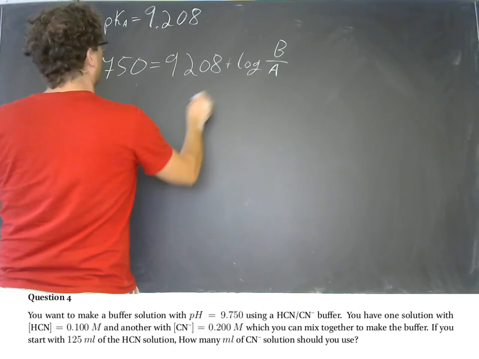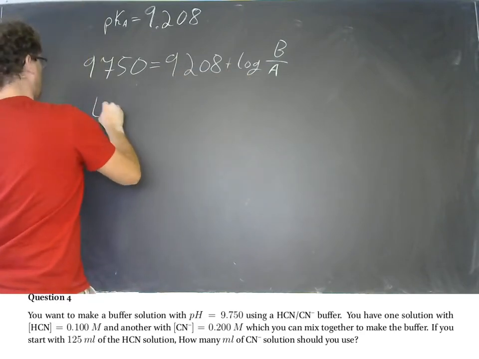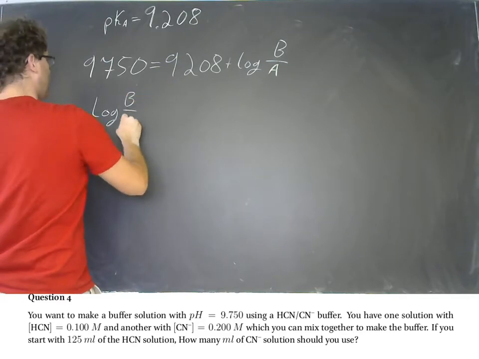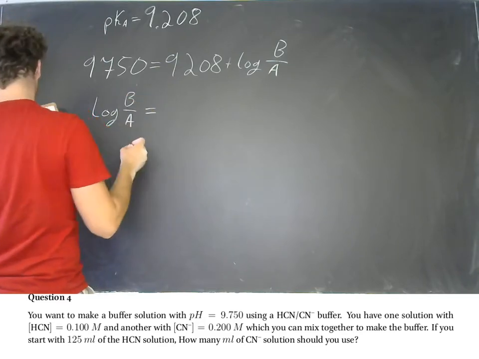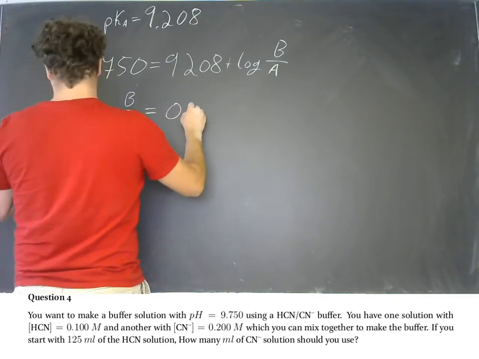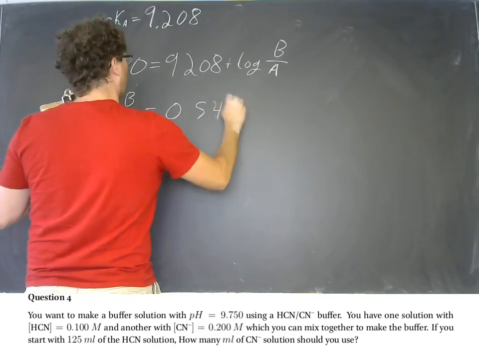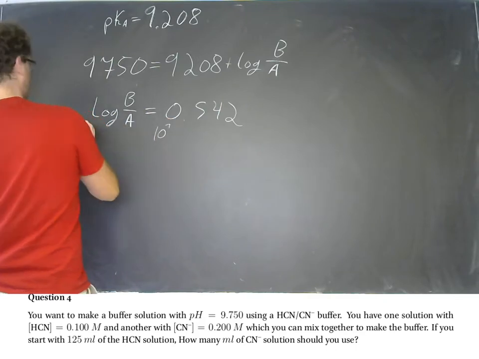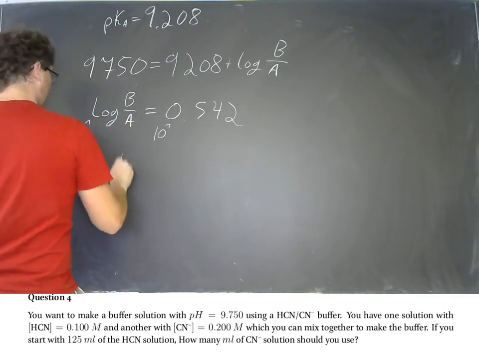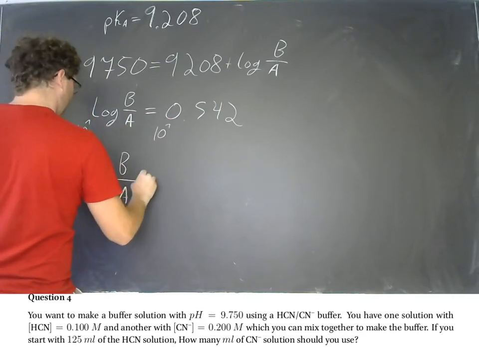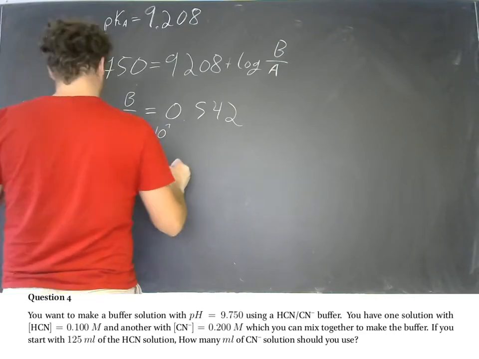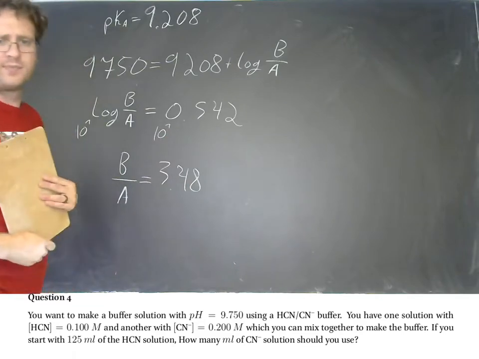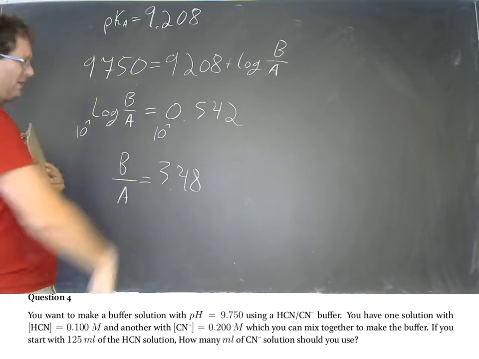Well, we can subtract the 9.208 from both sides, and we end up with log of base over acid is equal to 0.542. And then we'll raise 10 to that power. And we end up with that ratio, base over acid, is equal to 3.48.